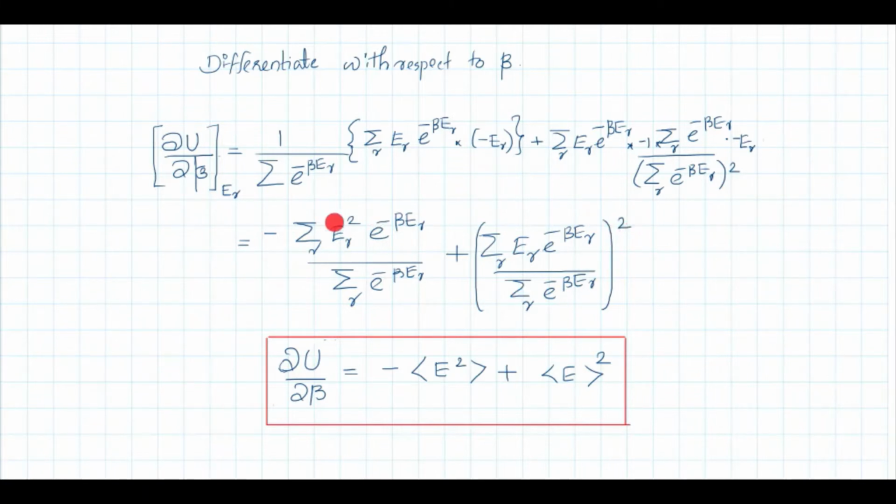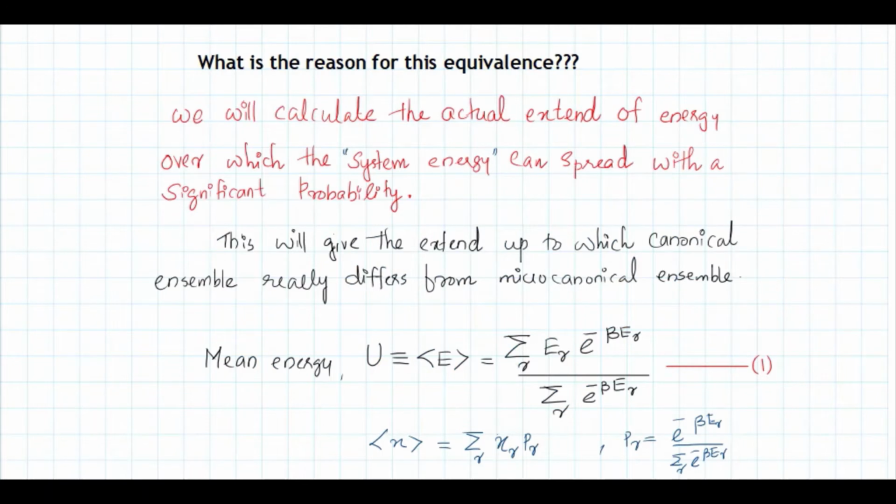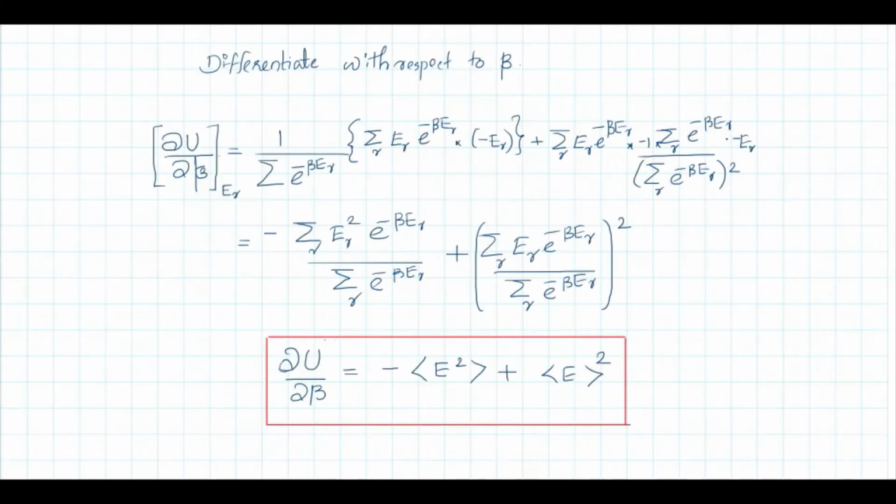Now what is this? I already mentioned, if you have any quantity xr multiplied with the probability and sum over all states, that will give you the average value of that quantity. So here ER square multiplied with the probability and sum over all states will give you the average value of E square. This is the average value of E, the whole square. So dou u by dou beta is minus average of E square plus average E whole square.